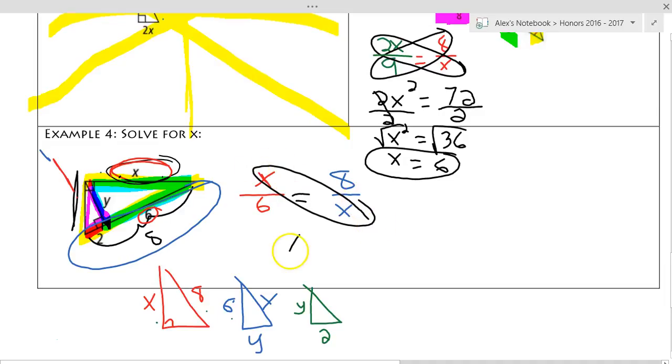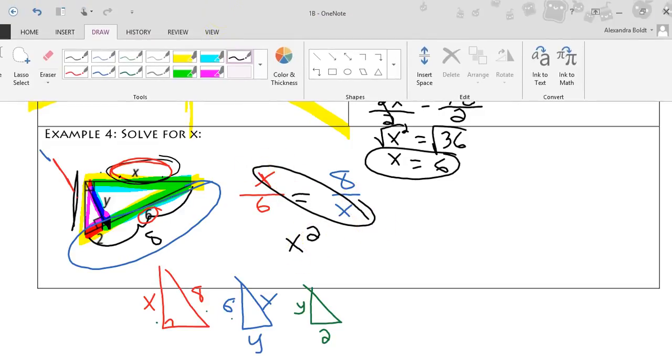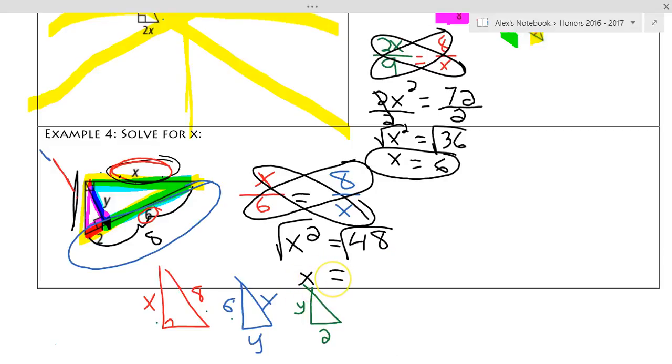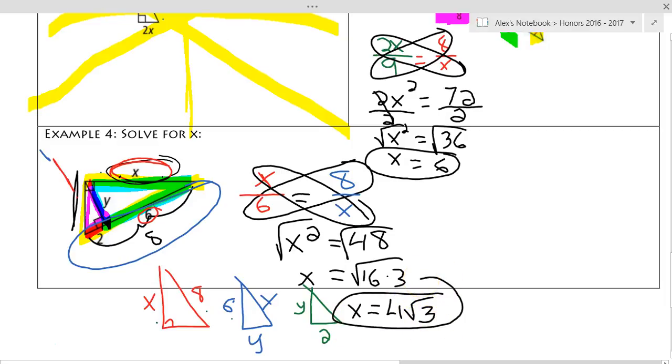So x times x is x squared. Right? And then 6 times 8 is 48. Okay? So I need to take the square root. Well, the square root of x squared is simply x. Let's simplify the square root of 48. Remember, when you're finding square roots, you simply need to find the largest square. Well, 48 is 16, which is a perfect square, times 3. So what is the square root of 16? The square root of 16 is 4. Can't take the square root of 3, so it's just that. Right, so x equals 4 square root 3.